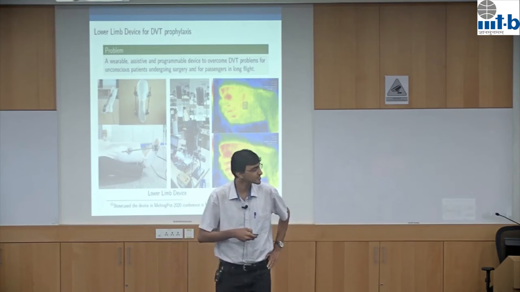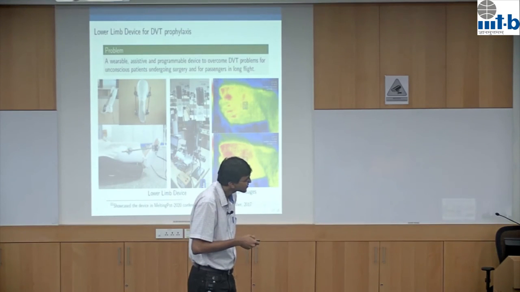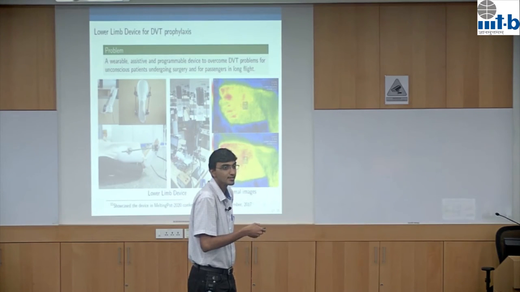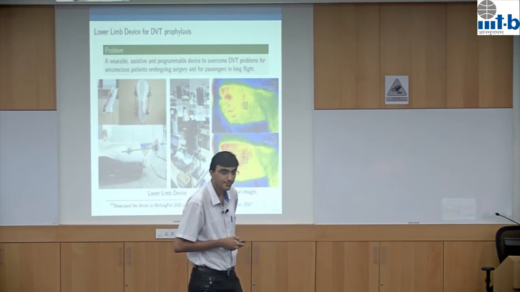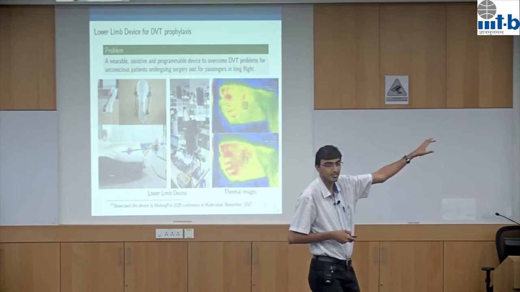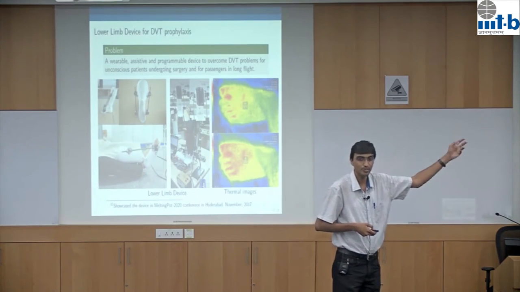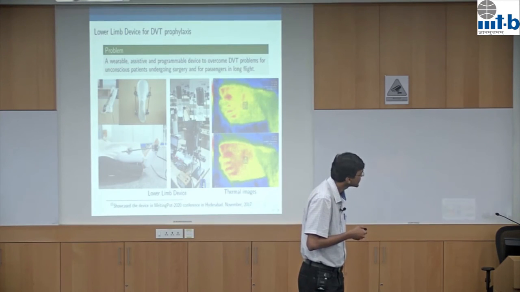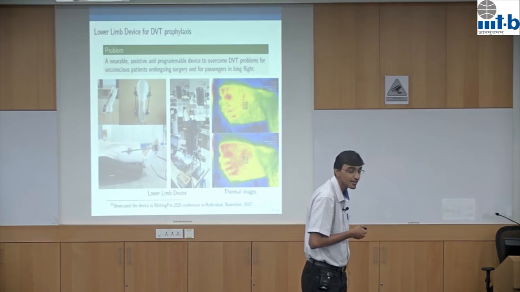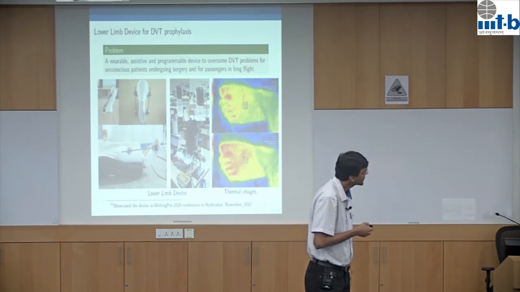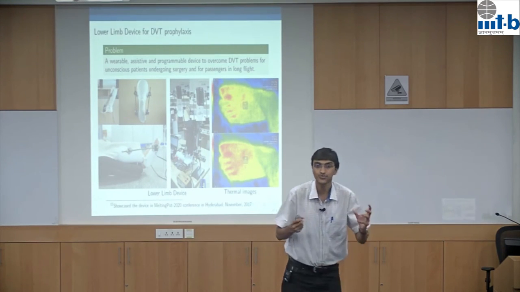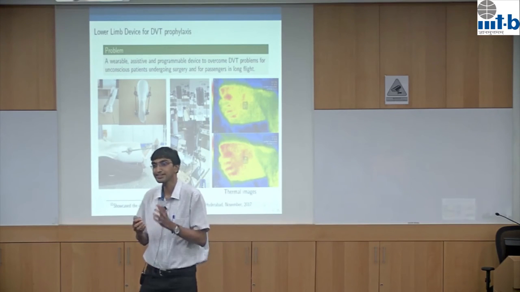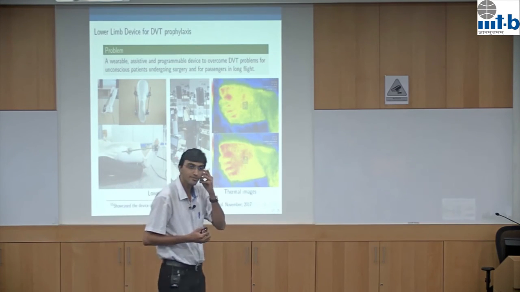The thermal images show that if there is blood here, there will be some temperature difference as compared to no blood. But we have to do some more image processing on those thermal images. The other thing, if you can see here, is the same device as on the left side, but there is a blood pressure cuff integrated into this lower limb device.